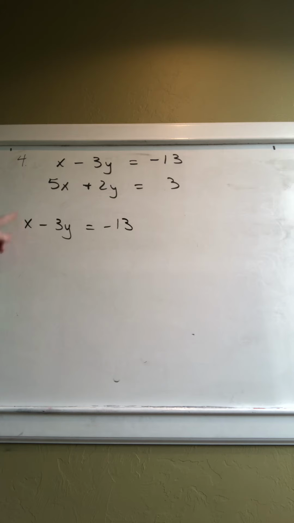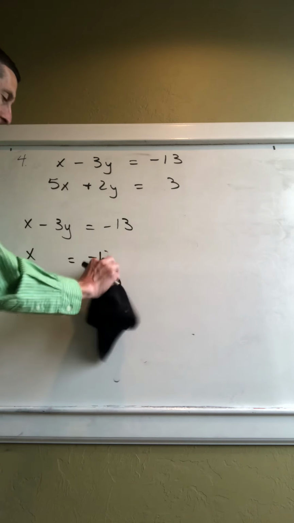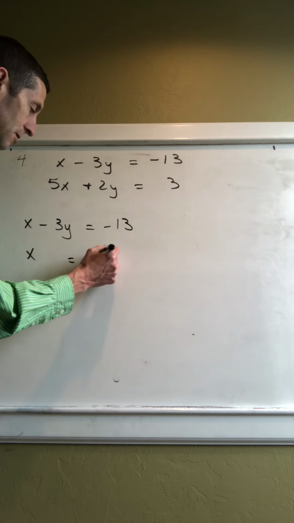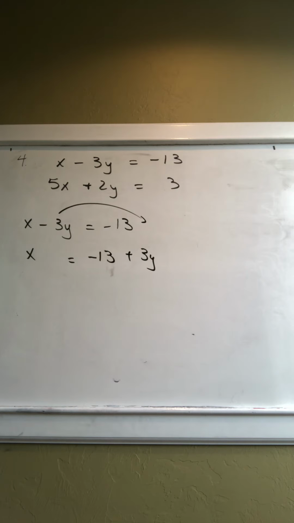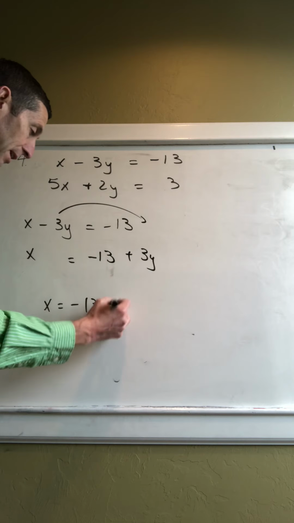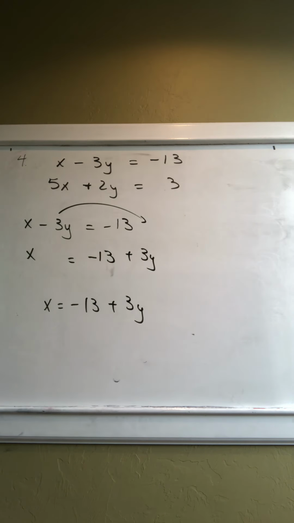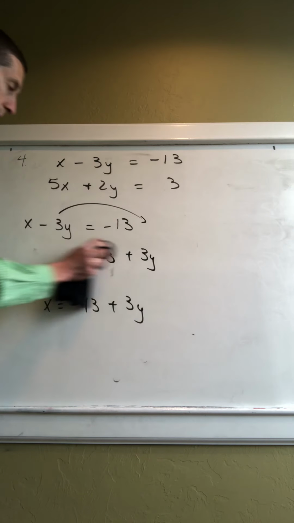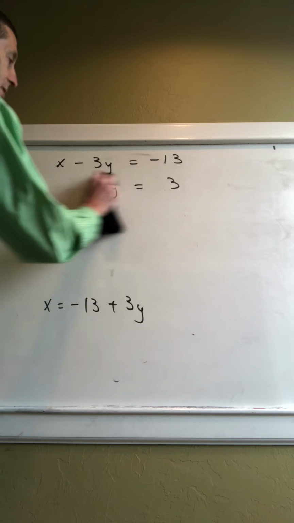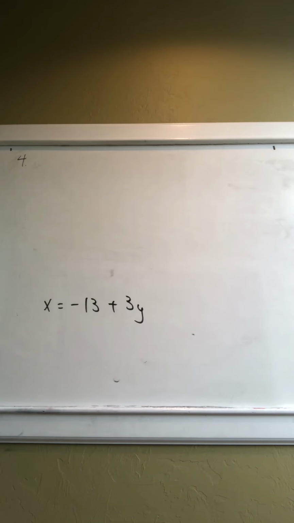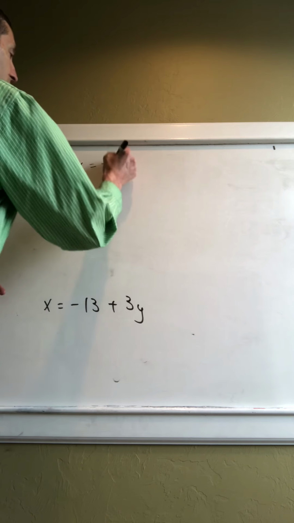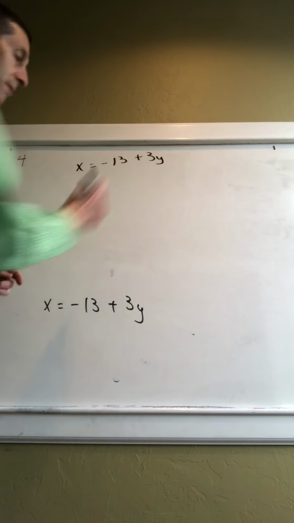All right. Solve for this x, which means your 3y has to move over. So it was a negative 3y, but when we run it to this other side, it becomes positive 3y. So now we know x is equal to negative 13 plus 3y. So we're ready to run some substitution. Substitute from one equation into the other. We rewrote the top one to be x equals negative 13 plus 3y.